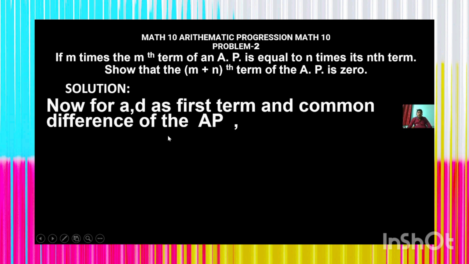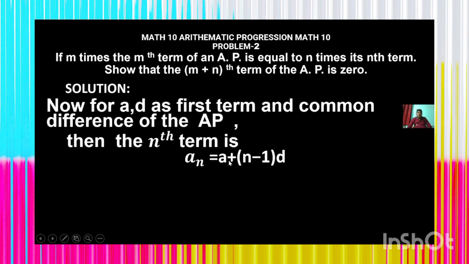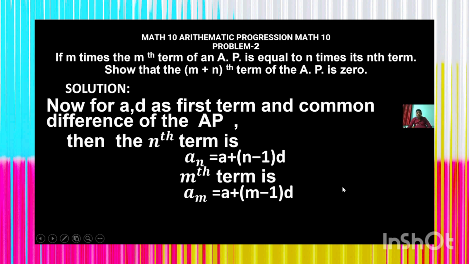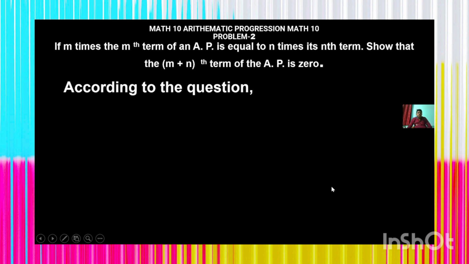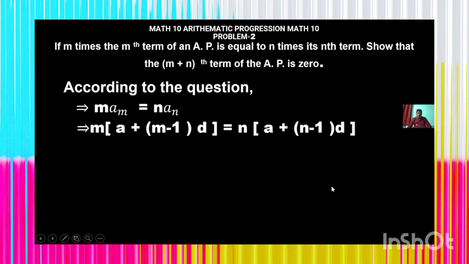Let a and d be the first term and common difference of the AP. The nth term of an AP, we already know, is a_n equal to a plus (n minus 1) into d. Similarly, the mth term is a_m equal to a plus (m minus 1) into d. Now according to the question, m times the mth term is equal to n times the nth term. So m into (a plus (m minus 1) into d) is equal to n into (a plus (n minus 1) into d).